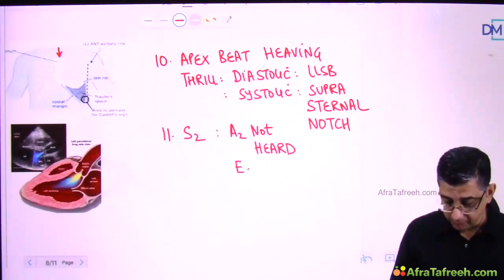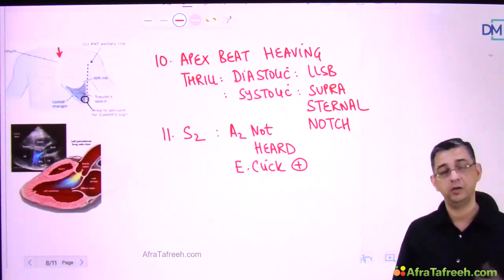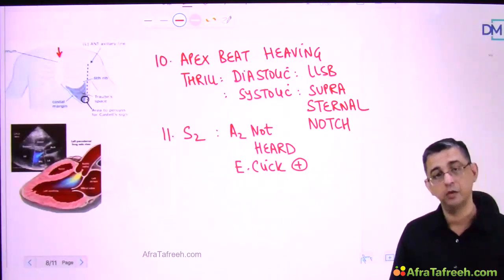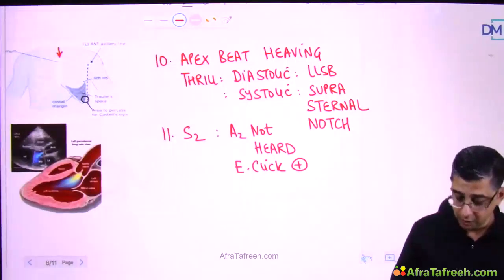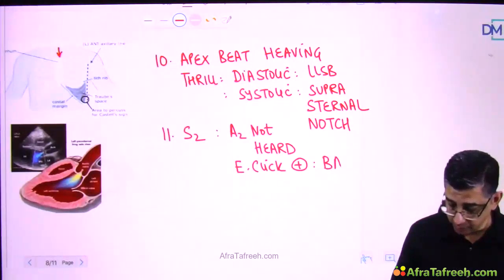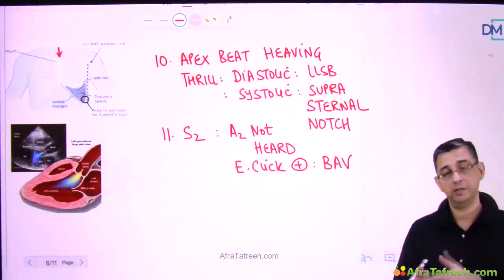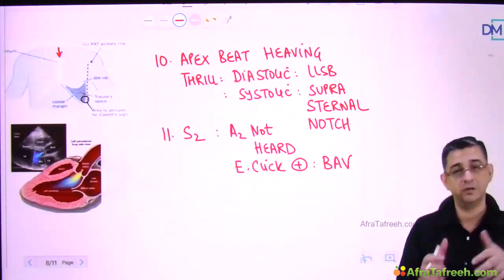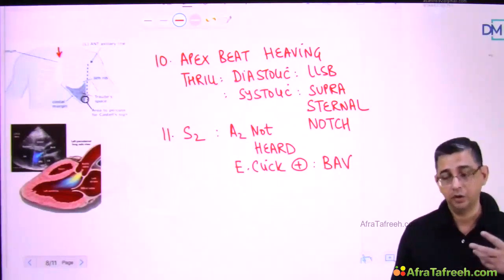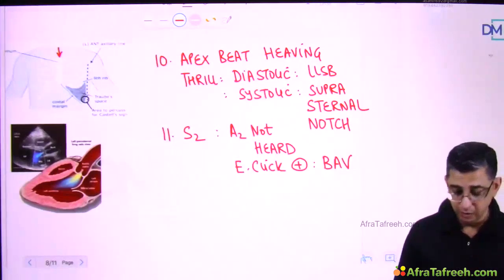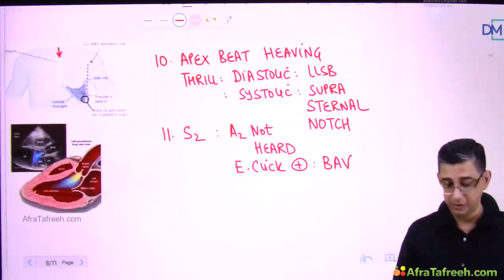An ejection click might be very appreciable in this patient. Why an ejection click is heard is because the preload of the heart is more, so the ventricle contracts with more force. So an audible ejection click can be heard, especially if a person is having a bicuspid aortic valve, because a bicuspid aortic valve is a problem with both the opening as well as the closure. Because the opening is also defective and obviously it does not close properly, the blood leaks back. So an audible ejection click can be heard in the patient.